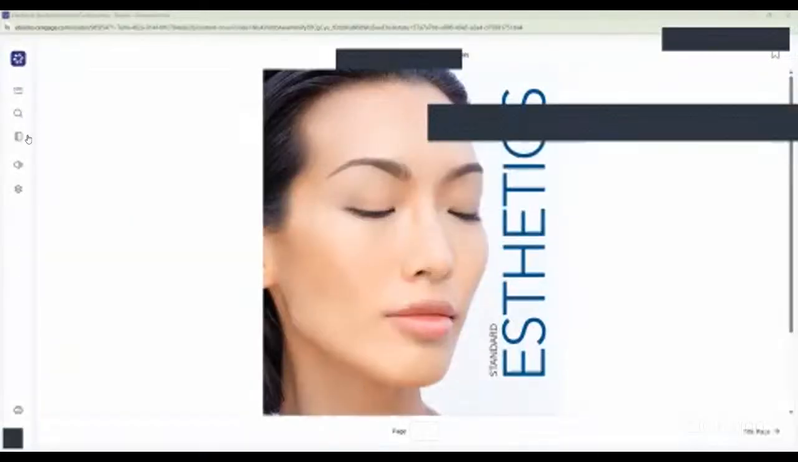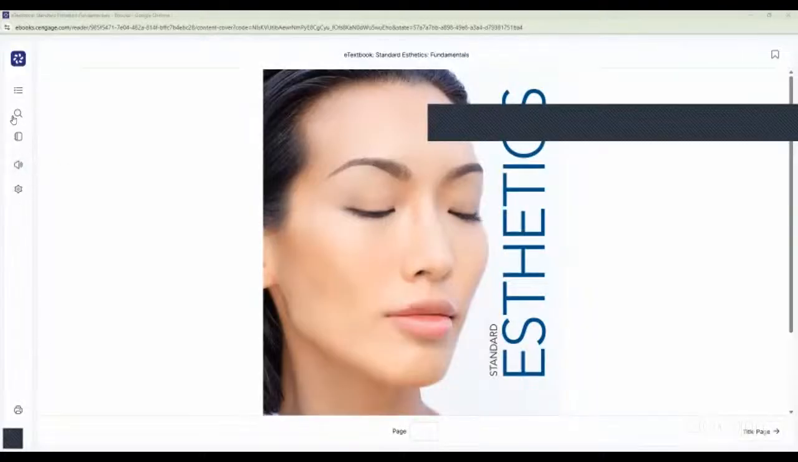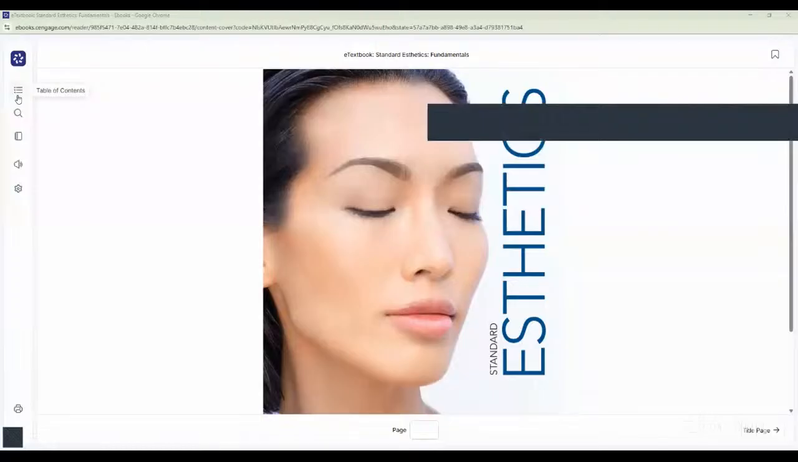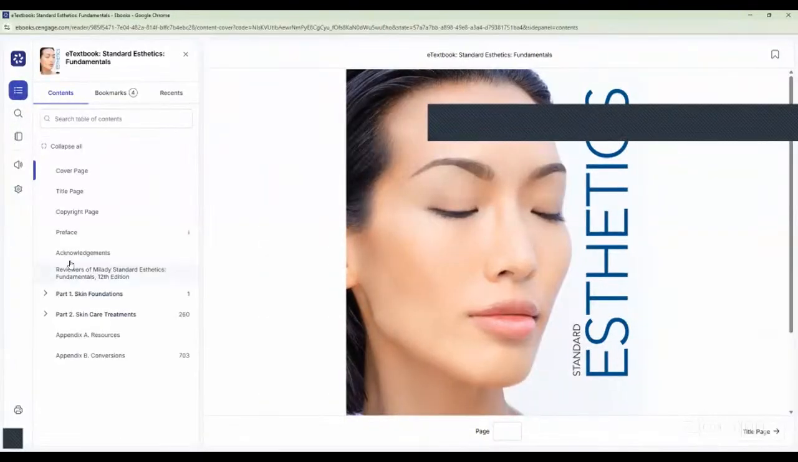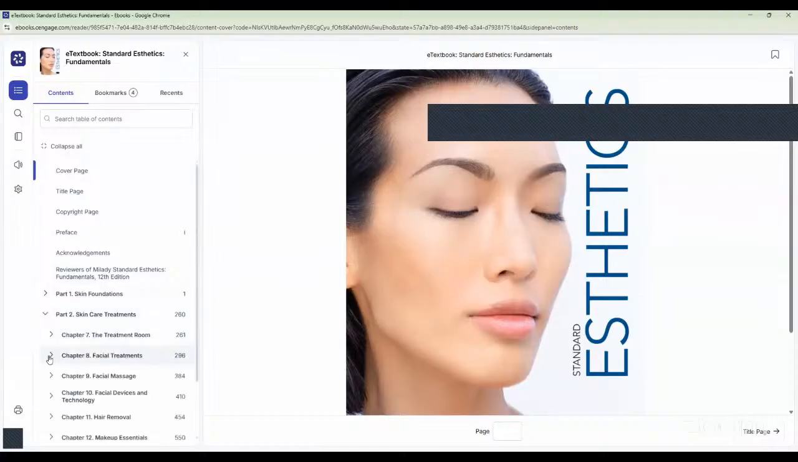All right, today our students are going to be introduced to chapter 8 in the fundamentals. We're going to proceed over to skincare treatments. Under facial treatments is where we'll begin. Again, this is a part of our apprenticeship course. This is an intro to chapter 8, facial treatments.